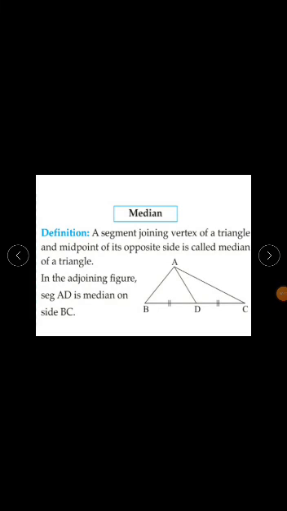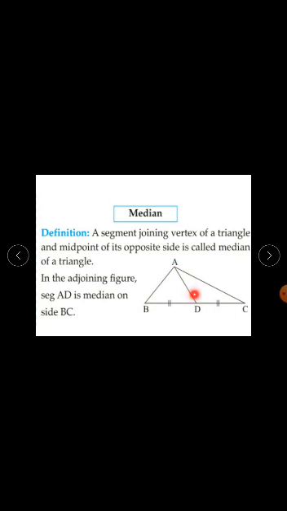Now our next topic is median. So, definition: a segment joining a vertex of a triangle and the midpoint of its opposite side is called a median of a triangle. So this is your triangle ABC. In this figure, a segment joining a vertex of a triangle and the midpoint of its opposite side is called the median.